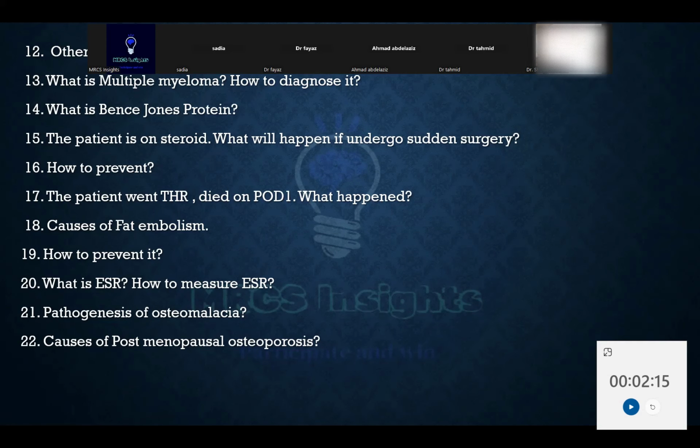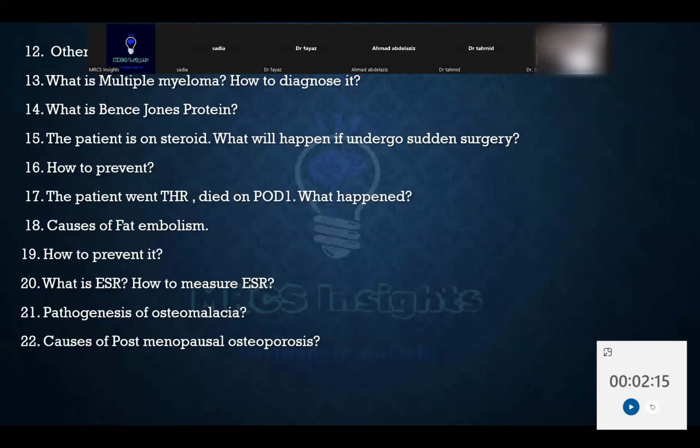According to the CRAB criteria. CRAB criteria is C for hypercalcemia, R for renal failure, A for amyloid protein deposition, B is Bence Jones protein. A for anemia, sorry about this. So what will you get on protein electrophoresis?